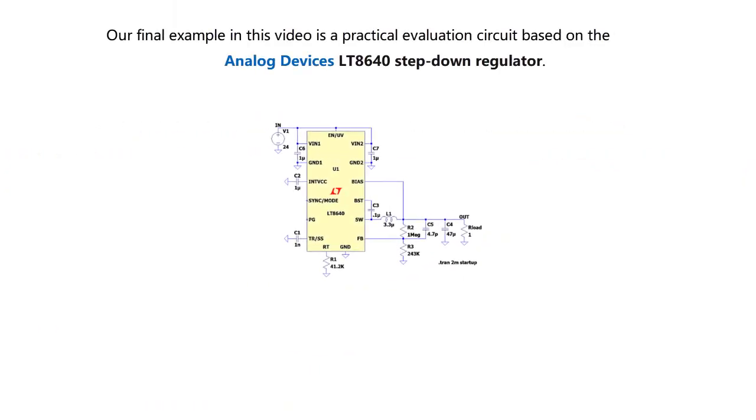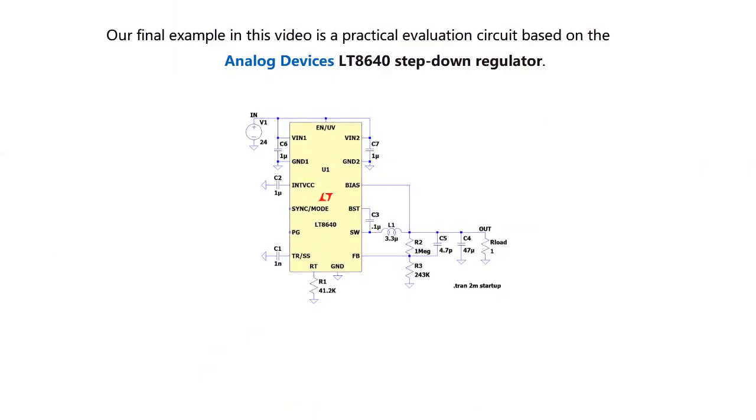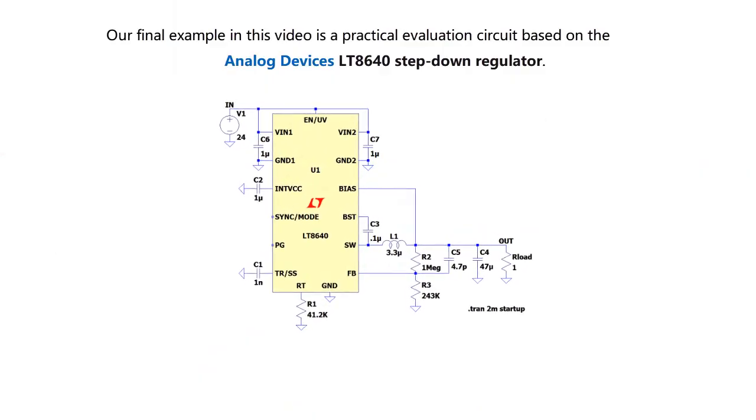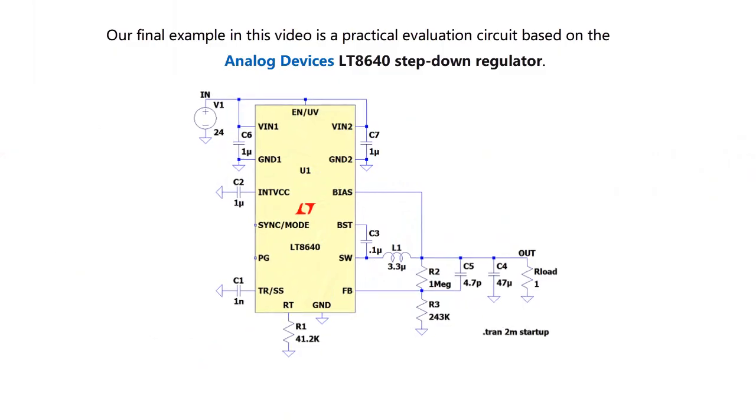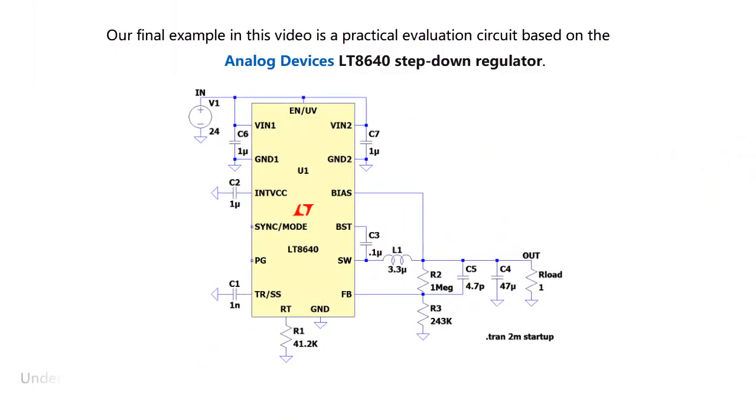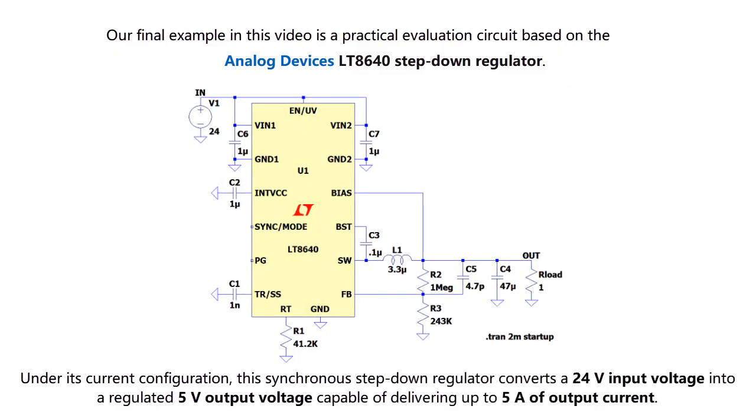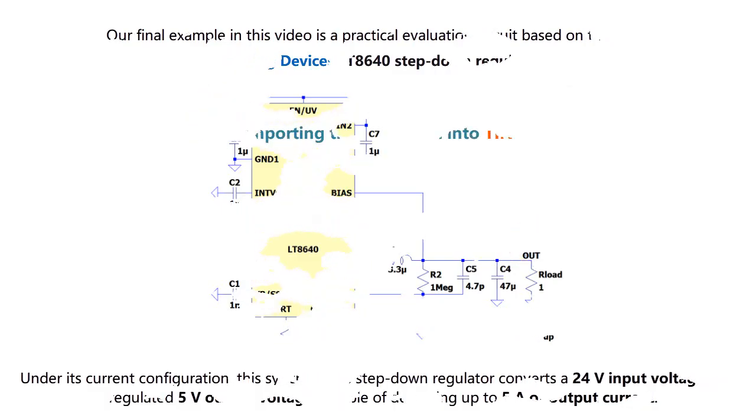Simulating the LT8640 step-down regulator in TINA. Our final example in this video is a practical evaluation circuit based on the Analog Devices LT8640 step-down regulator. Under its current configuration, this synchronous step-down regulator converts a 24-volt input voltage into a regulated 5-volt output voltage capable of delivering up to 5 amps of output current.